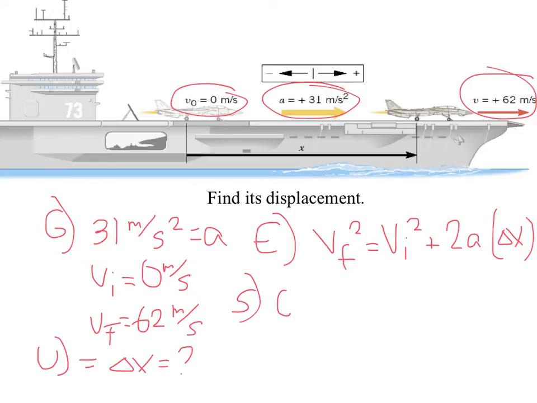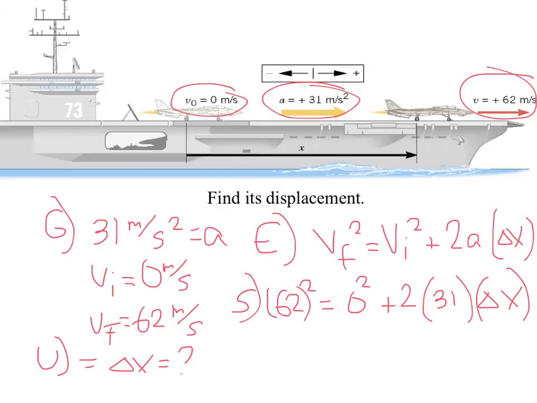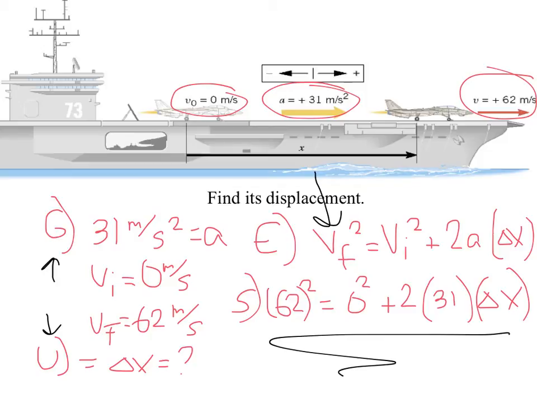So if we plug in this equation, I've got 62 squared equals 0 squared plus 2 times my acceleration, which was given to me, 31, times my displacement, which I don't know. Now I can solve for x, or delta x, using algebra, which, again, you're algebra ninjas, so you should have no problem with this. See, it's not so bad. It looks like a lot of different variables, but when you break it down by your givens, your unknowns, and you find the proper equation, all of a sudden, it's just a little bit of an algebra problem to fix, and you get the right answer in the end.